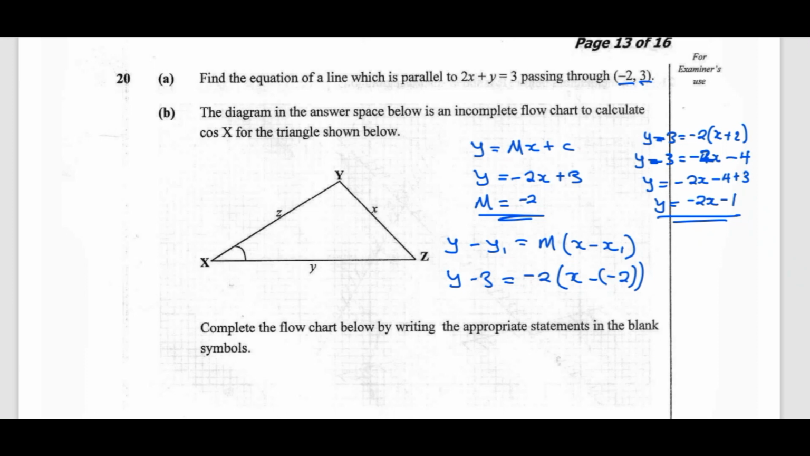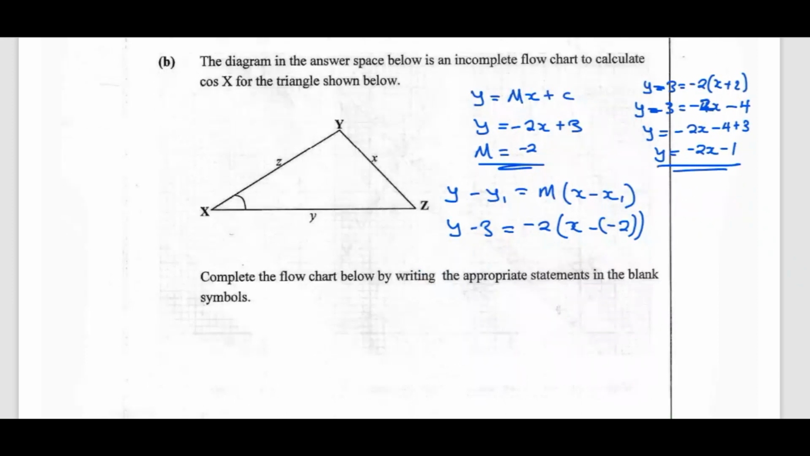So we can move. The diagram in the answer space below is an incomplete flowchart to calculate cos x for the triangle shown below. So we have this triangle. Complete the flowchart below by writing the appropriate statement in the brackets or in the blank symbols. So what is the formula for cos? So we want to look at the formula for cos. So cos x is equal to.